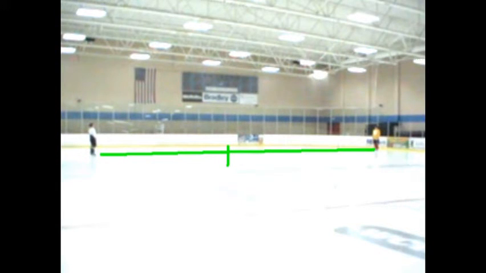Since I have more mass than Braden, he will experience a greater change in velocity and go farther on the ice.